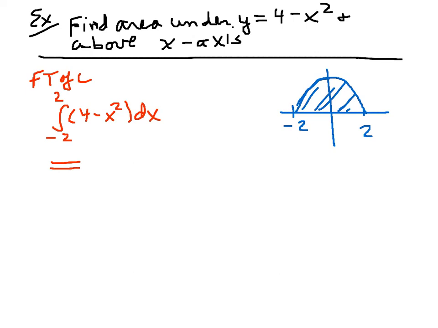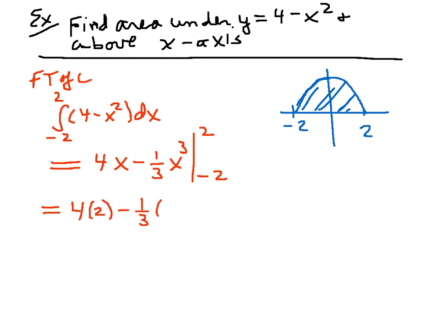So I'm looking for an antiderivative of 4 minus x squared, and that's going to be 4x minus 1/3 x cubed, and I evaluate from minus 2 to 2. So that gives me 4 times 2 minus 1/3 times 2 cubed. Got to be really careful with minus signs and parentheses. We get 4 times minus 2 minus 1/3 times minus 2 cubed. So I think I've written that carefully.